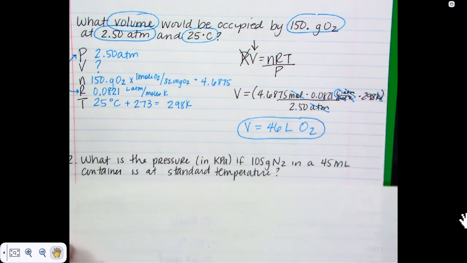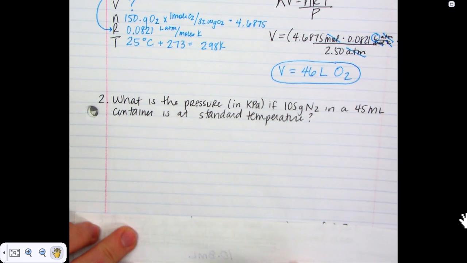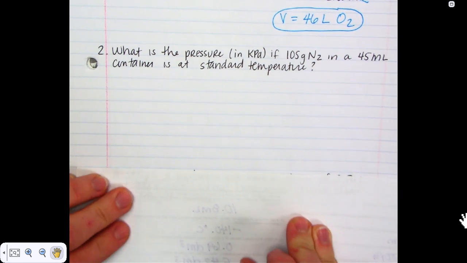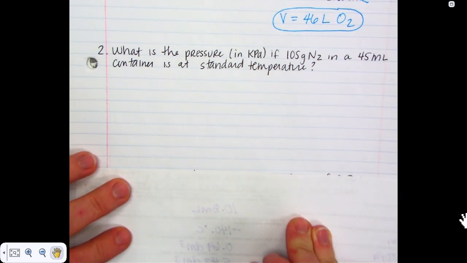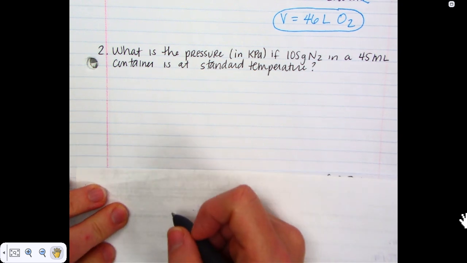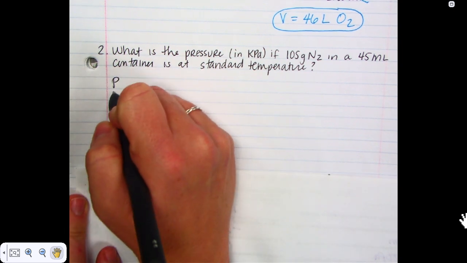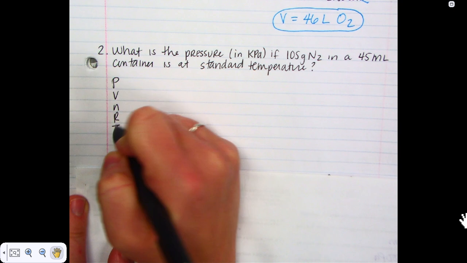All right, let's look at our second example. What is the pressure in kPa? So specifically, it's asked for in kPa, of a 105 gram N2 sample in a 45 milliliter container at standard temperature. So P, V, n, R, and T.